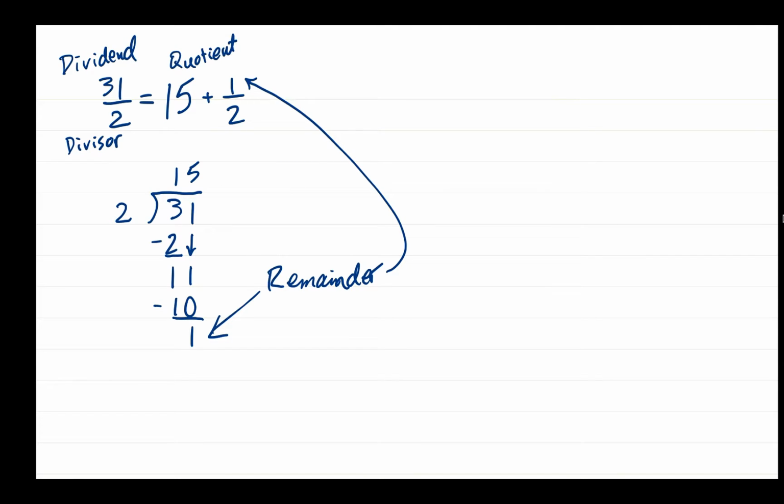What we're also saying is that the value of 31 is equivalent to 2 times 15, which is 30, plus 1. So hopefully you can see where all of these parts go. This was our dividend, 31. The divisor, when you multiply by the quotient, gives you 30. And then if you add on the remainder, you get the full value of 31.